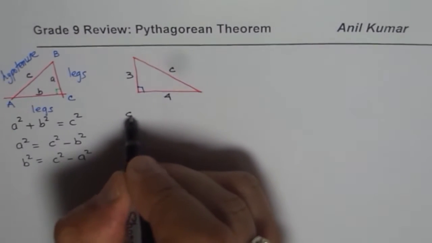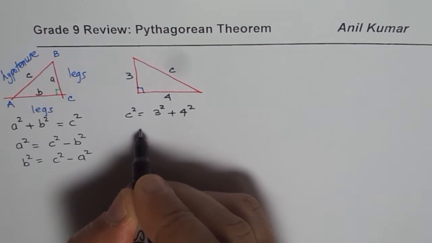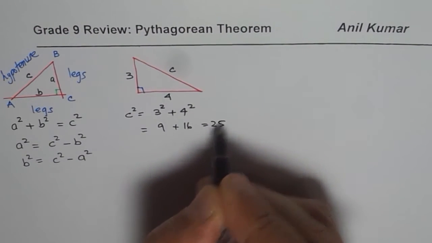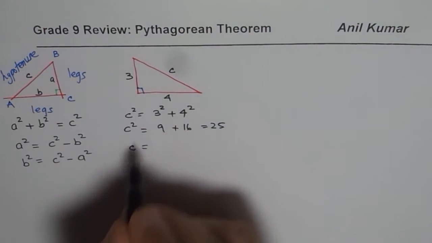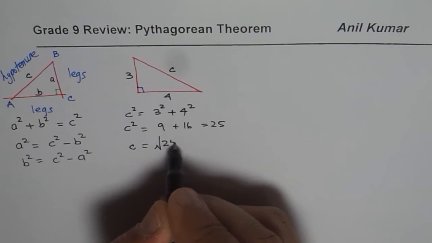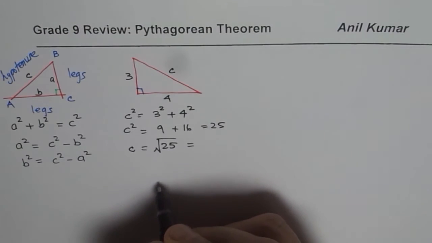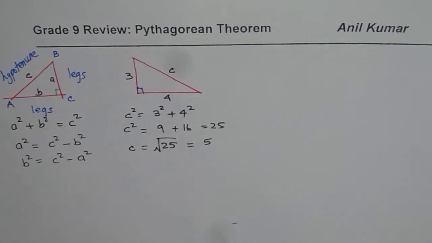So we know C square is equal to 3 square plus 4 square. Now 3 square is 9, 4 square is 16. When we add, we get 25. So we get C square is 25. So what is C equal to? To find C, we have to take the square root of 25 and use our calculator. In this case it is simple. 5 square is 25, so I know the square root of 25 is 5. That is how we could find the length of the third side, correct? So this is a way to do it.